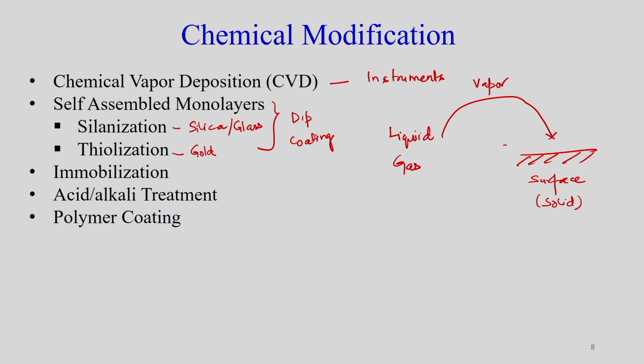Another method is immobilization. You can immobilize or cross link using different chemical agents, particularly bifunctional or multifunctional cross linking agents like glutaraldehyde. Also, we can go very simple, with acid and alkali treatment to modify the outermost layer, or we can go for polymer grafting or the coating of polymers.